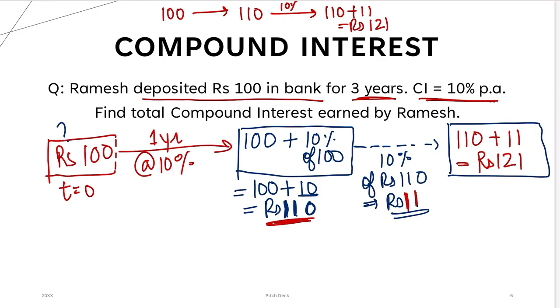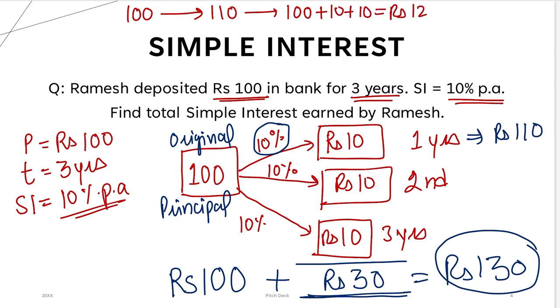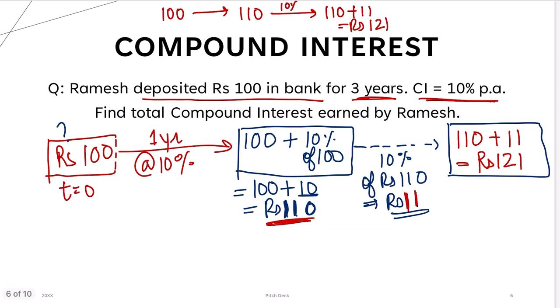Now if you compare it with simple interest, what was happening? 100 rupees original amount, 10 rupees added in the first year, 10 rupees added now, he has 120. I hope this is clear. After 2 years in simple interest, he has 120. After 2 years in compound interest, he has 121.